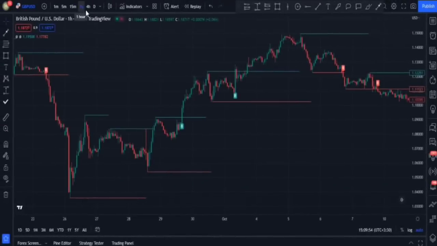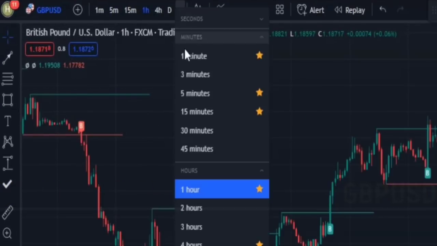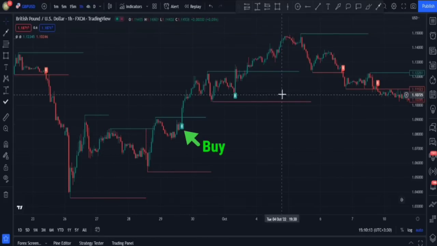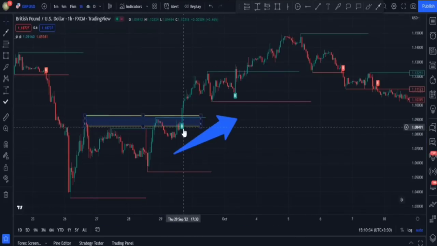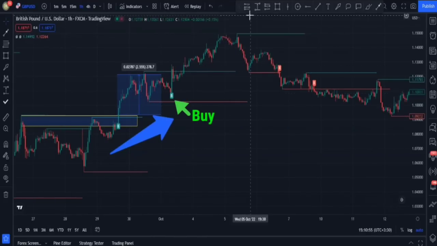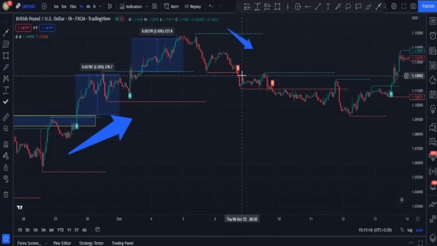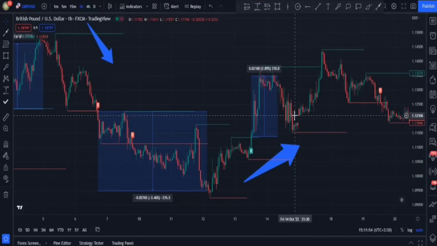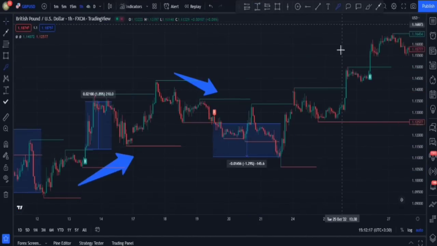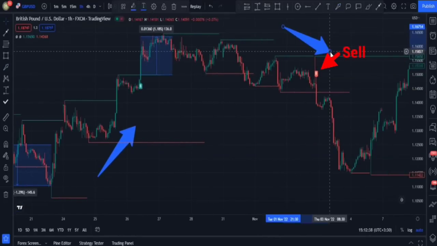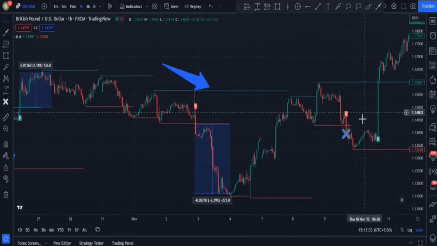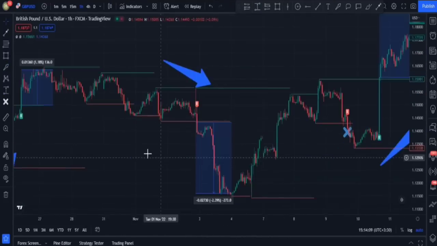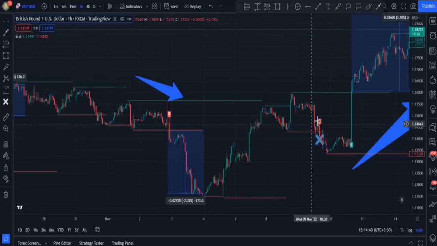Now let's check out the Pound USD chart with the 1 hour time frame to see how accurate the signals are going to be in the Forex markets. As you saw, only one of the signals turned out to be fake, but I want to add another indicator so we wouldn't get even this fake signal.